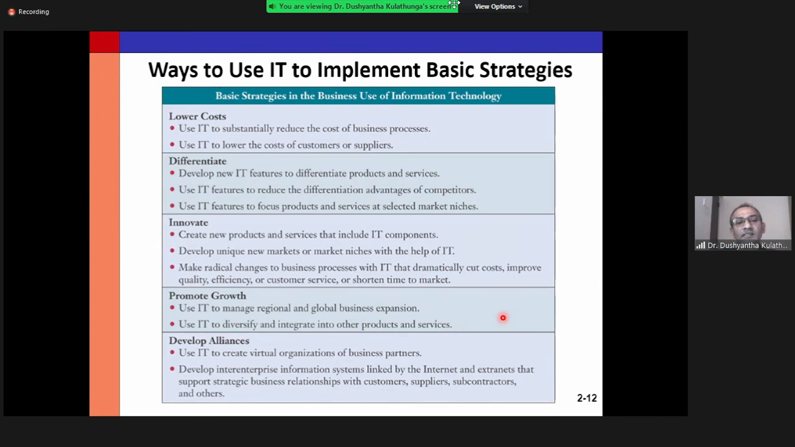And if you have any question regarding these things, how we can utilize information technology to achieve them, please raise it during the next session.